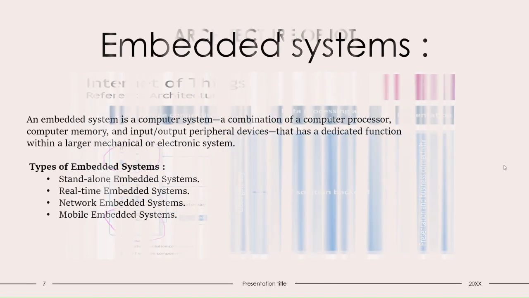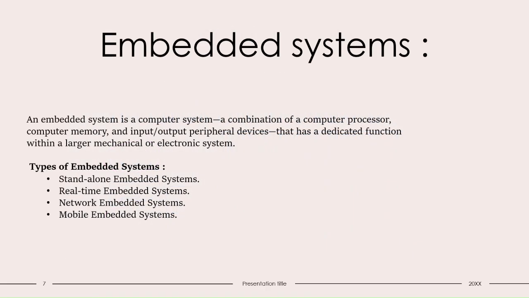And welcome to the embedded system. An embedded system is a combination of hardware and software designed to perform a specific task. It is embedded inside a larger system to control its function. For example, a washing machine has an embedded system to control the washing machine.